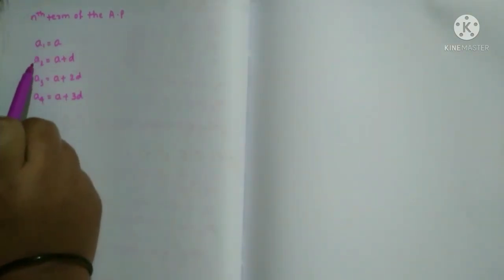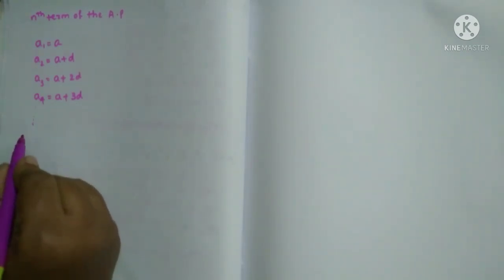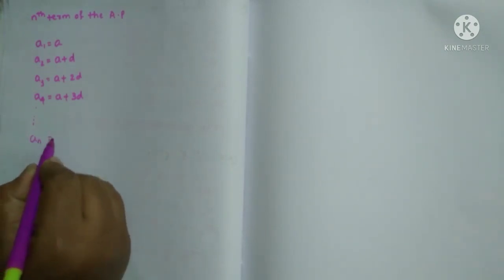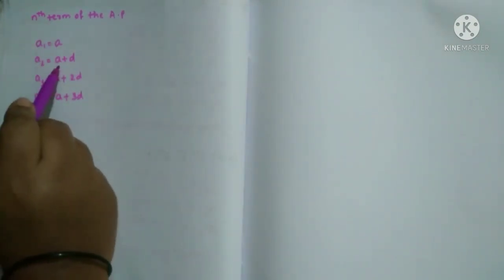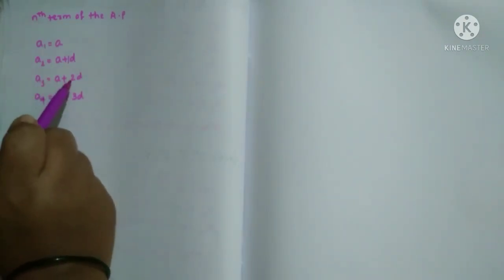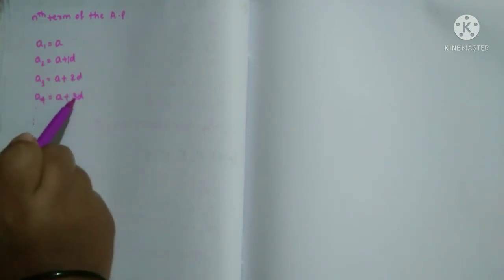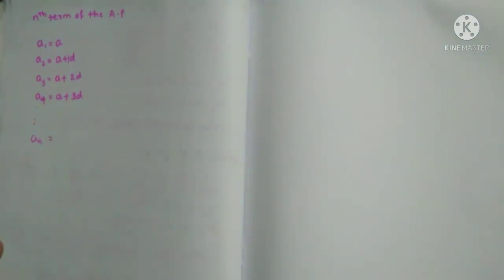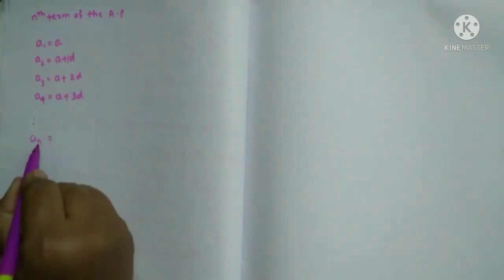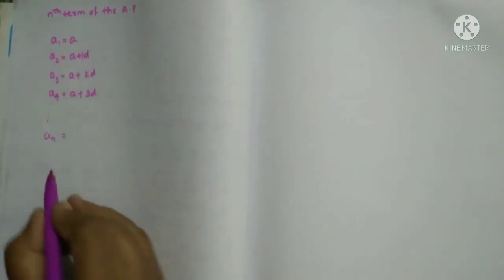So here you see A1, A2, A3, A4, and so on. If you are writing any one number, it may be 10, 20, 30, 40, anything, you can take that as AN. So what can I write? A2 is equal to A plus D, that is A plus 1D. A3 equals A plus 2D, here 3 is there, one number less. A4 equals A plus 3D, A5 equals A plus 4D, like that. AN equals, this is generally any number, n may be anything from 1 to infinity.